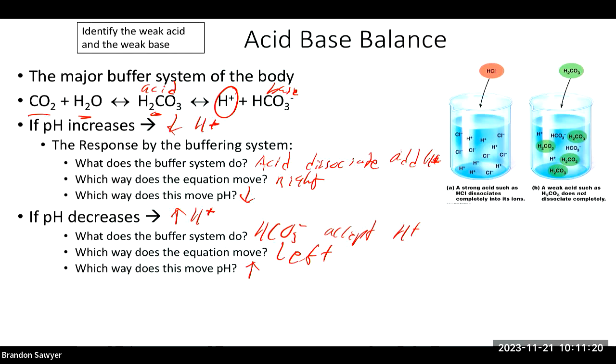So this is our primary chemical buffering system of the blood, of the extracellular space. And then we'll see the phosphate buffering system is the primary one that helps us out inside of cells. But okay, questions on this at all?